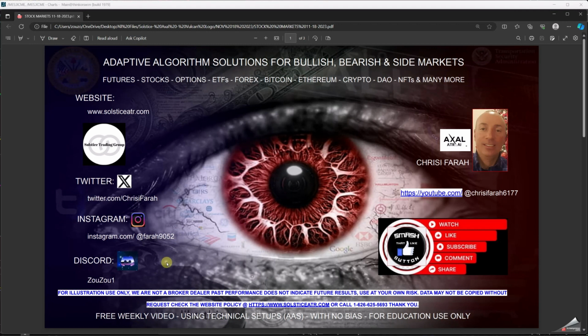We use this adaptive algorithm for up market, down market, as well as side market. The most important thing, this is for illustration use. We are not a broker dealer. Our past performance doesn't give us any indication of future results. Remember, this is for education. Secondly, you cannot copy the material unless requested by giving us a call or checking the website policy.